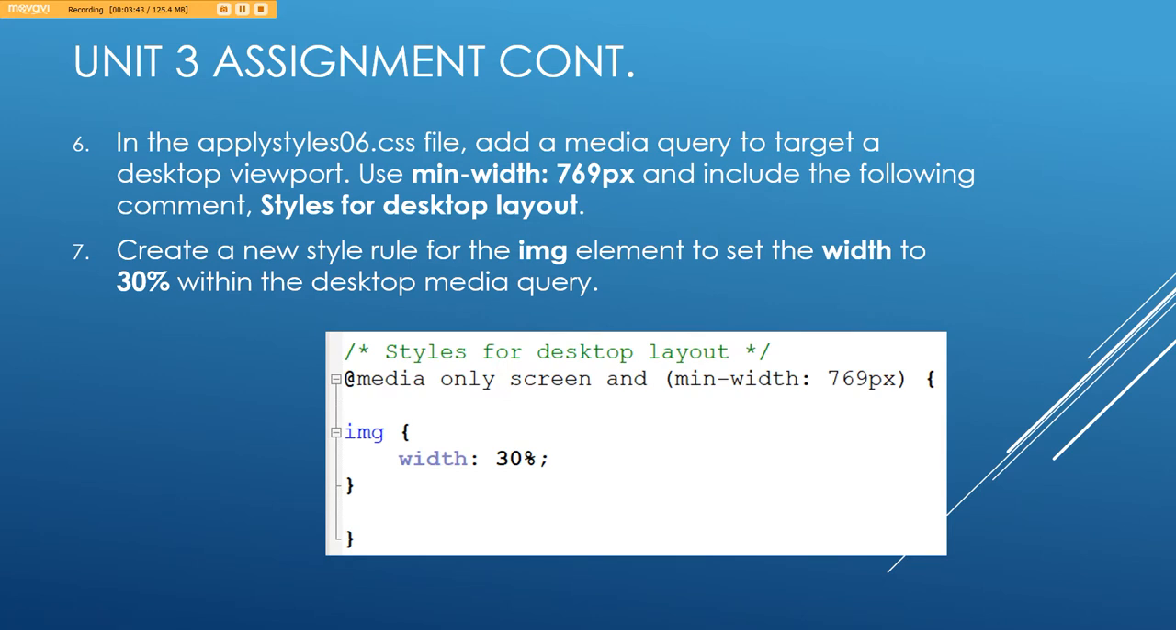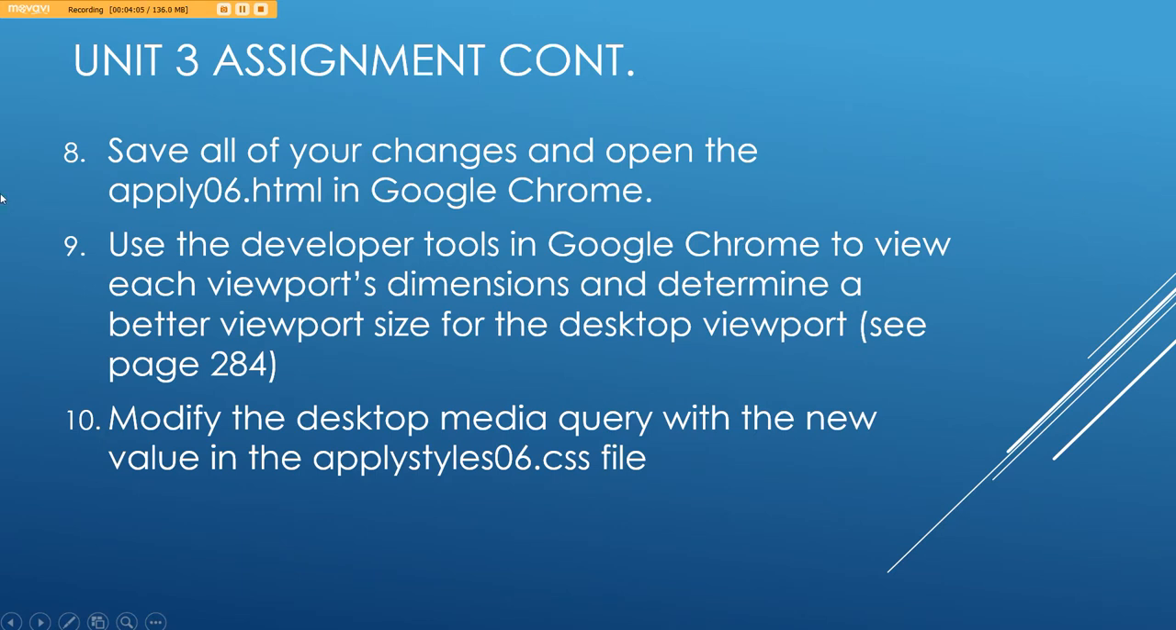Then you're going to do the same thing, only this time it's going to be for desktop viewpoint. So we're going to have styles for desktop layout, and we're going to have a media query with a minimum width of 769 pixels and an image of 30%. Save your changes and open the Apply06 HTML in Google Chrome. Now it wants us to use the developer tools in Google Chrome to view each viewer's dimensions and determine a better viewpoint size for the desktop viewpoint.